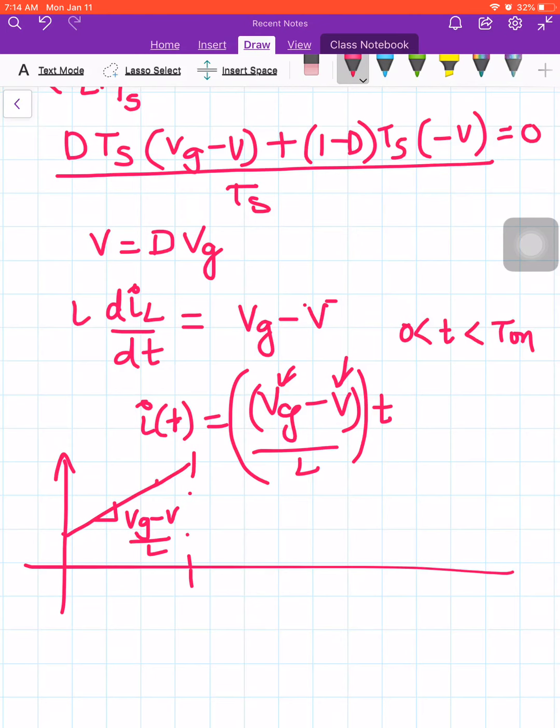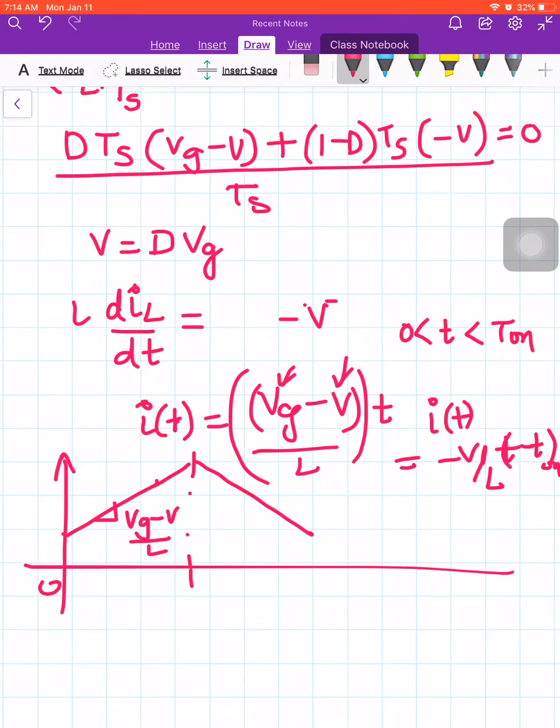When the inductor is turned off, what is the equation? The equation is just Vg goes to 0 since the diode is in conduction now. So I of t will be equal to minus V by L into t. Actually, this should be t minus t on, right? If we are considering it as 0, this should be t minus t on.